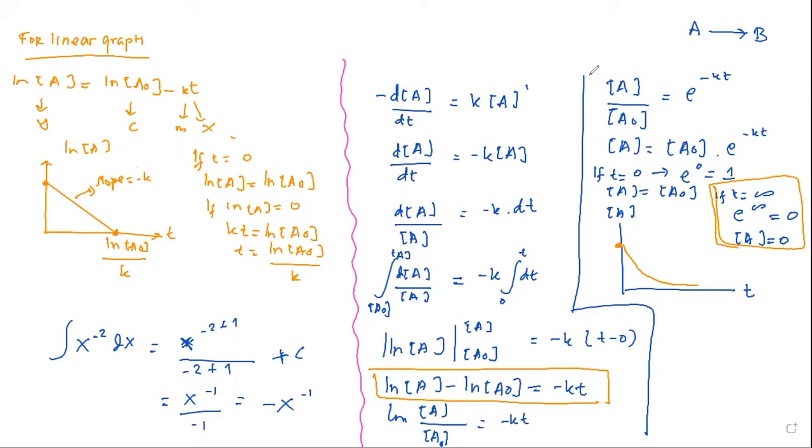Okay, now we'd like to see how to derive the half-life through this equation. I will use this: ln A over ln A0 equals negative kt. Wait, I will erase this.